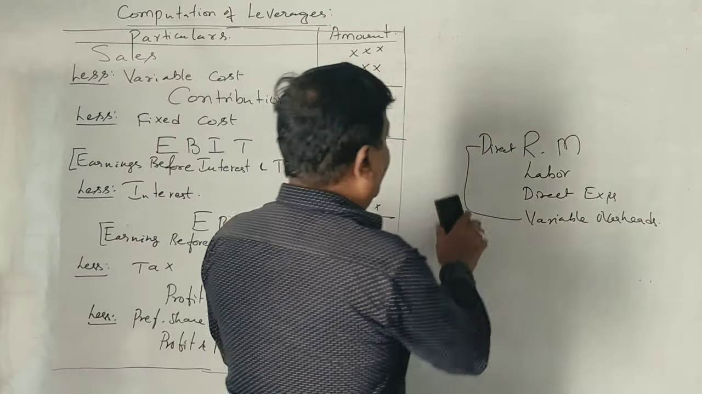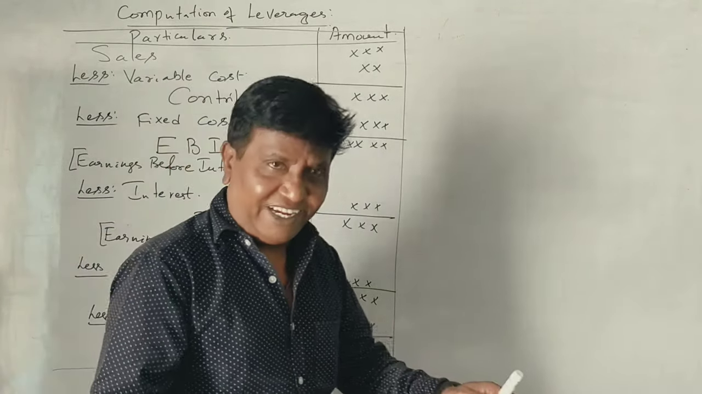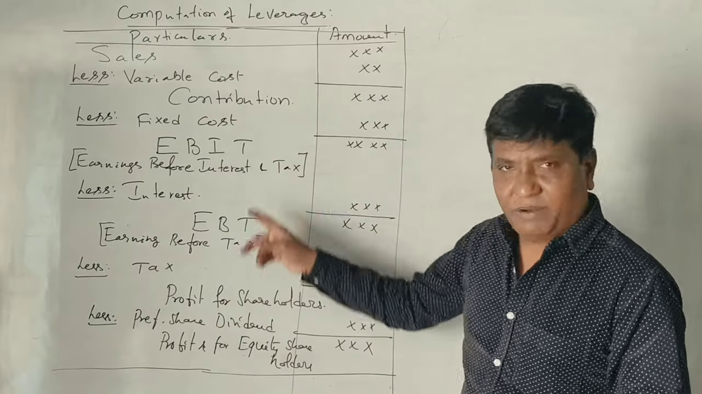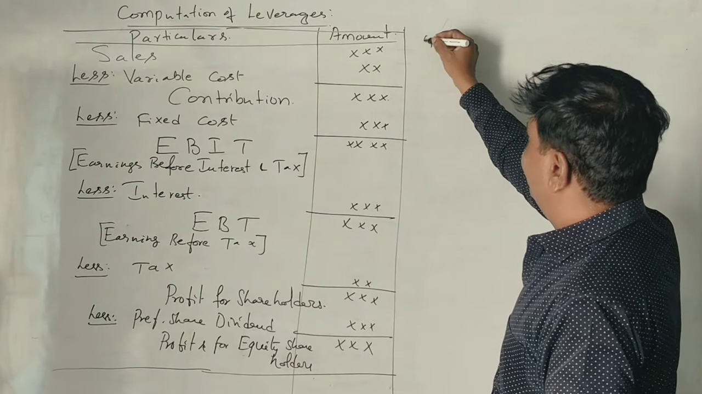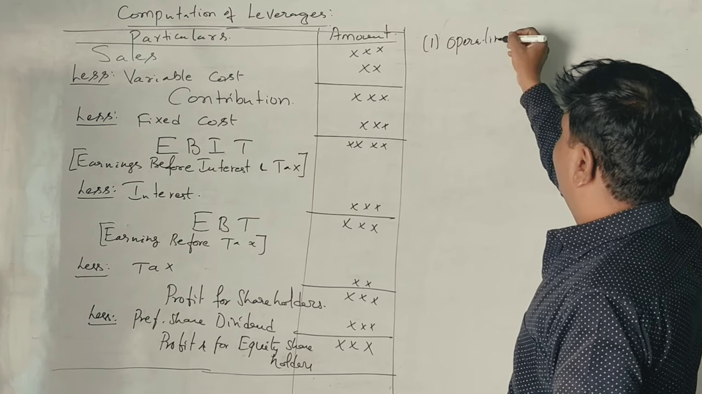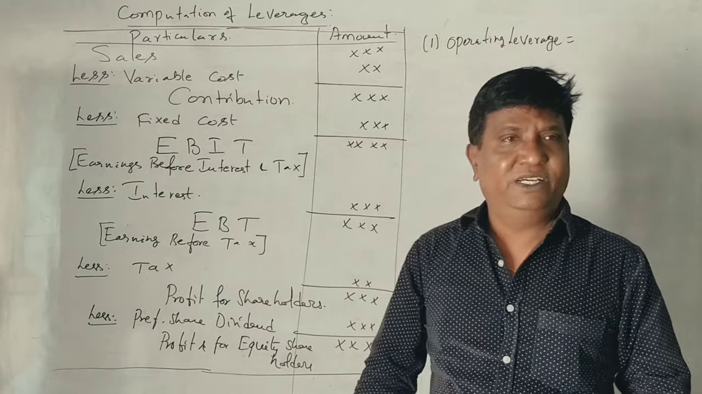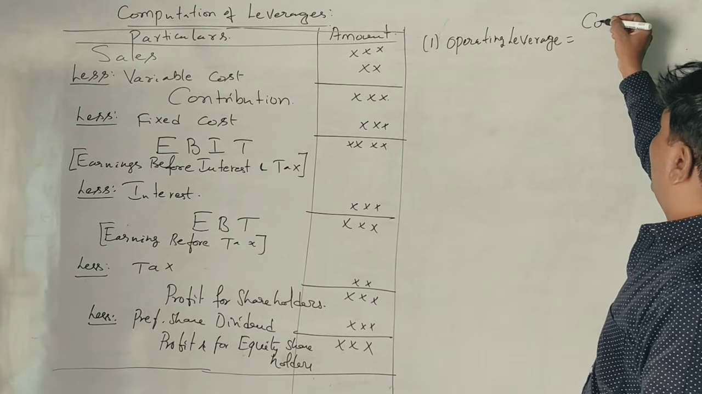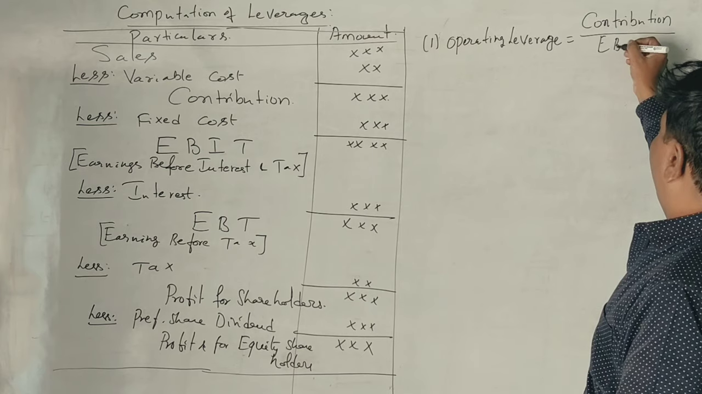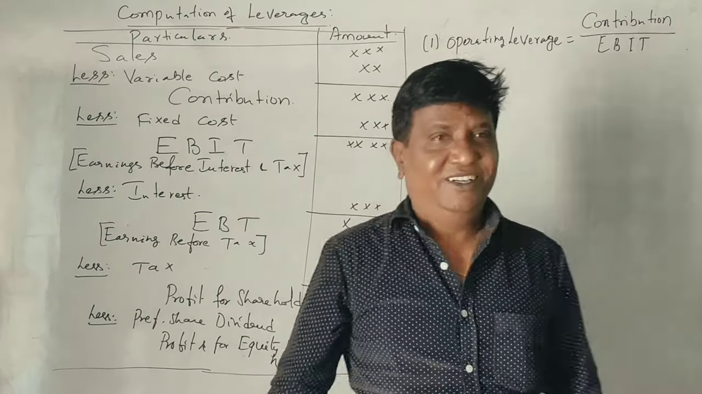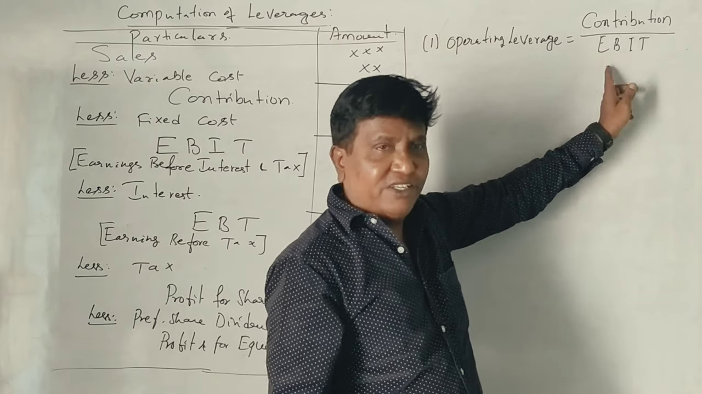Now, let us note some formulas for calculation of leverages. This is a simple chapter, you will get 6 marks for sure. This proforma is compulsory, you have to remember it for the entire chapter. Let us take the first one, operating leverage. What is the formula? Operating leverage equals contribution divided by earnings before interest and tax, that is contribution divided by EBIT.